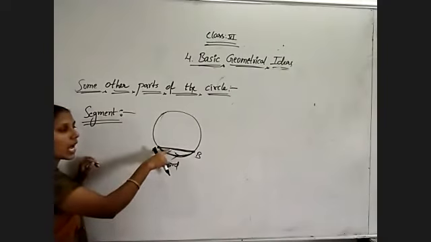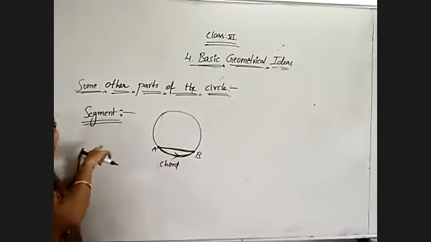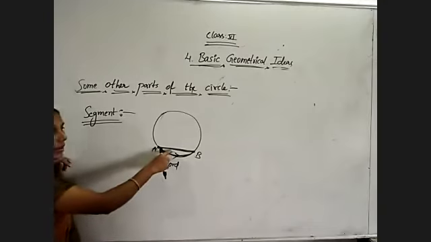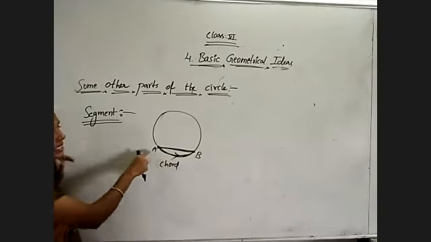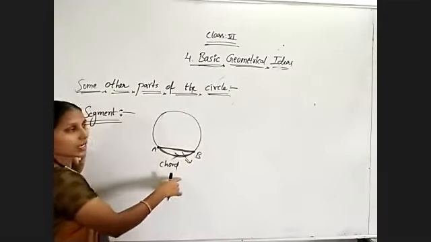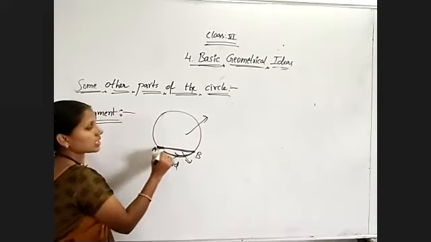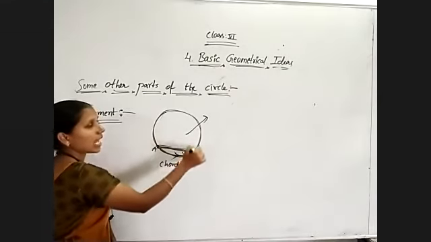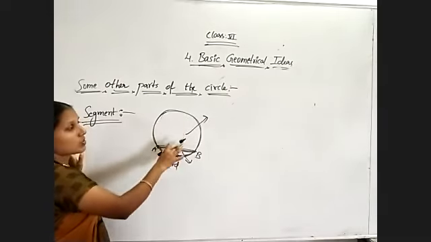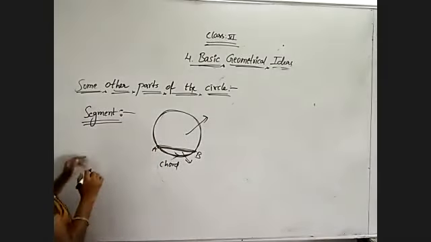Place bounded by a chord and an arc. The place bounded by two radii and an arc is a sector. The place bounded by a chord and an arc is a segment. And here less space is there, that is a minor segment, and more space will be there. So this is also a line segment and this is an arc. So because it has more place, it is known as a major segment.